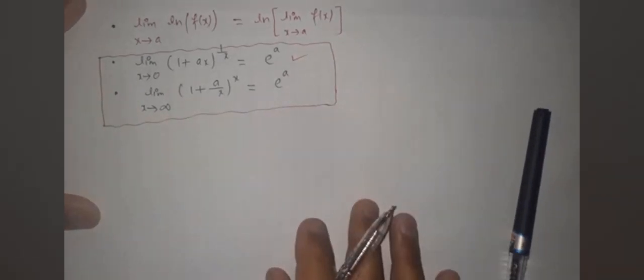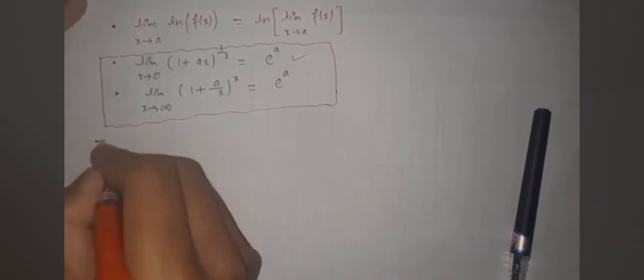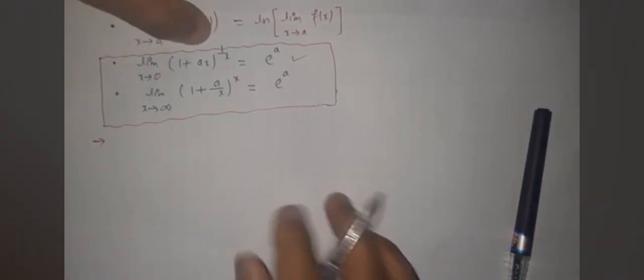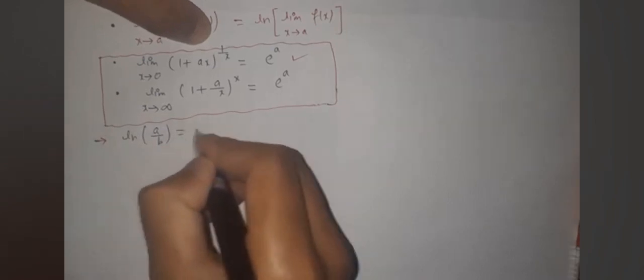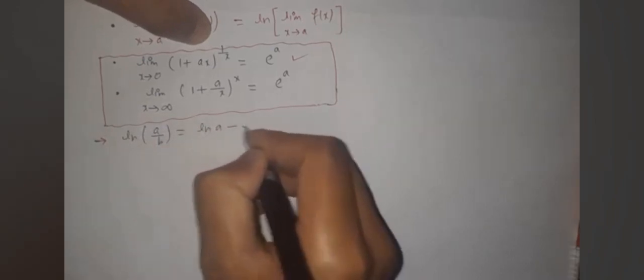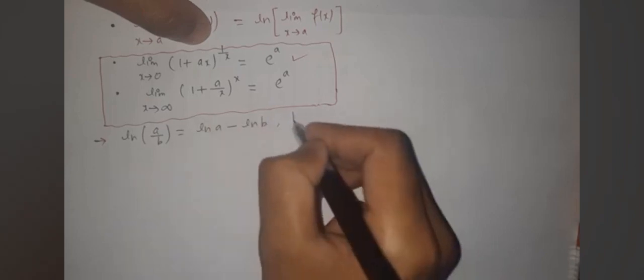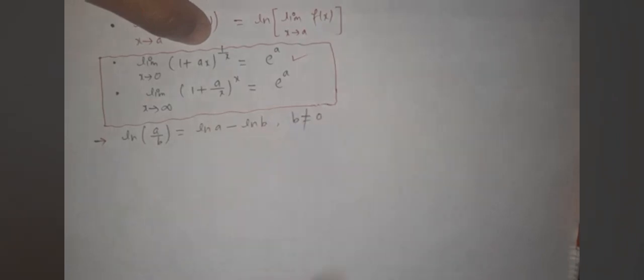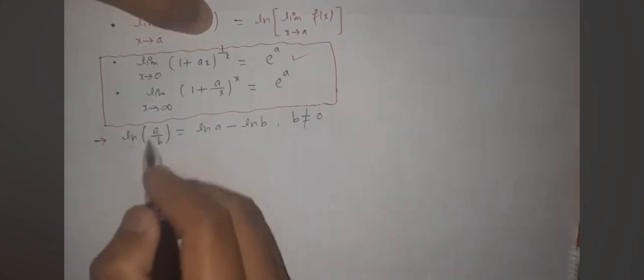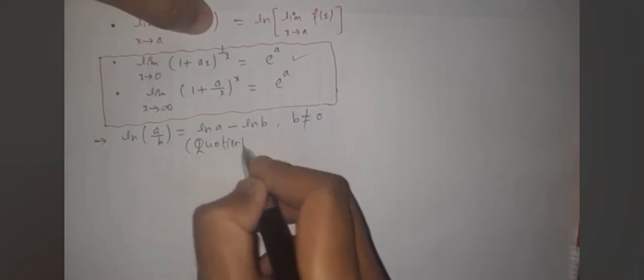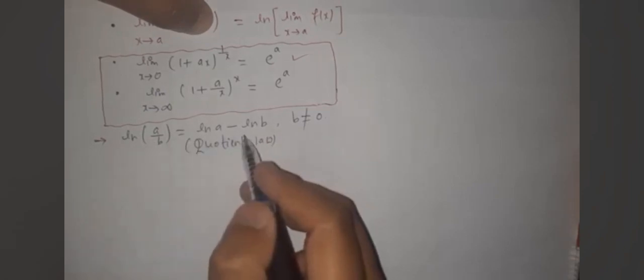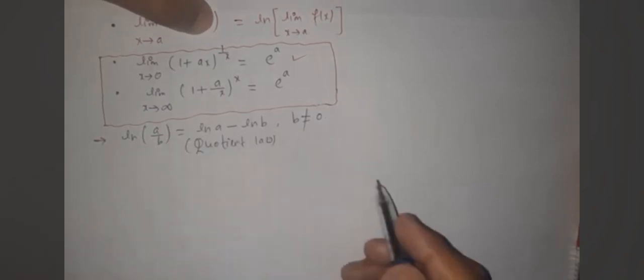Very important formulas. And let's recap some properties of the logarithm. The ln of a over b can be written as ln of a minus ln of b. The value of b should not be equal to 0. This is the quotient law. The ln of a over b is ln of a minus ln of b.